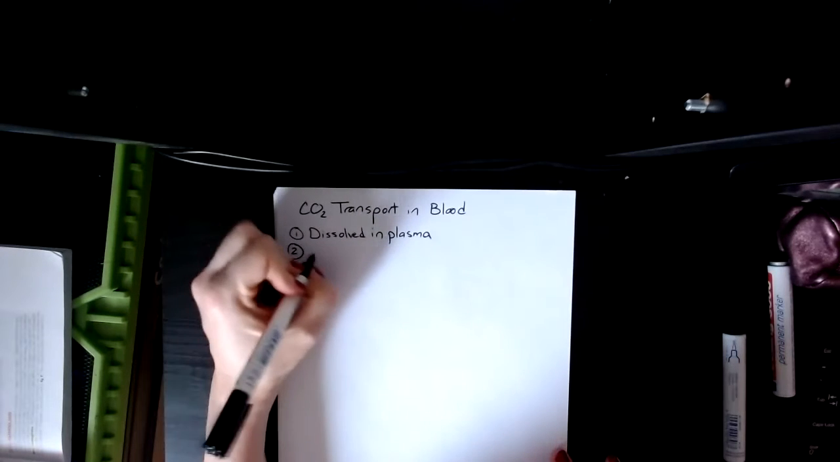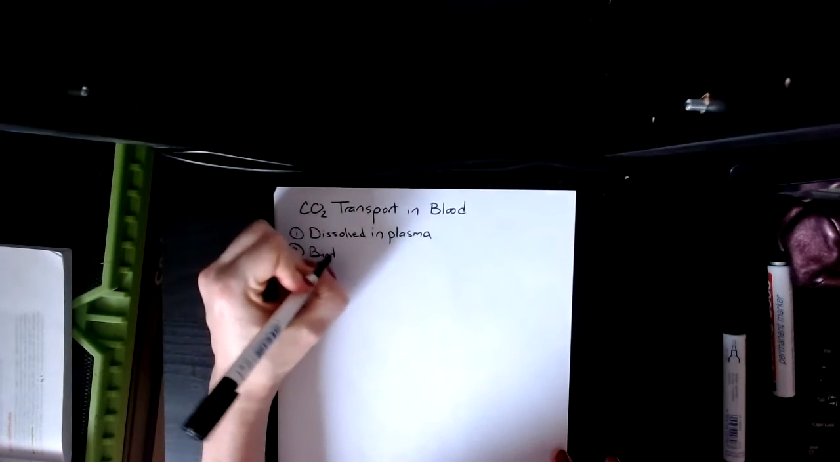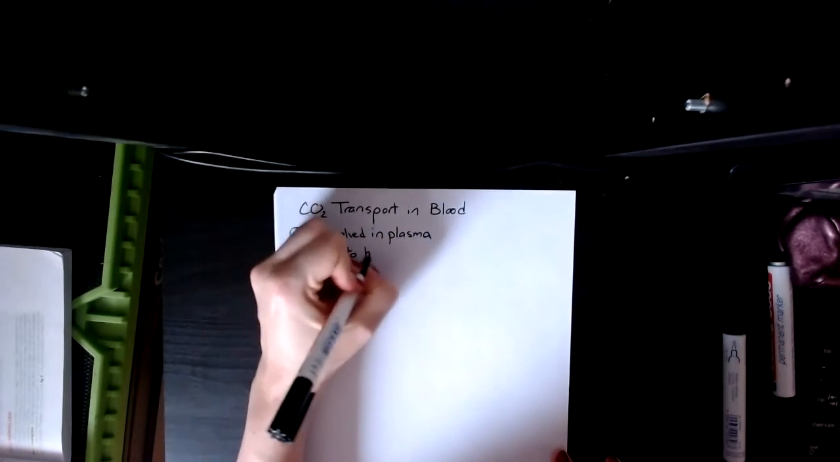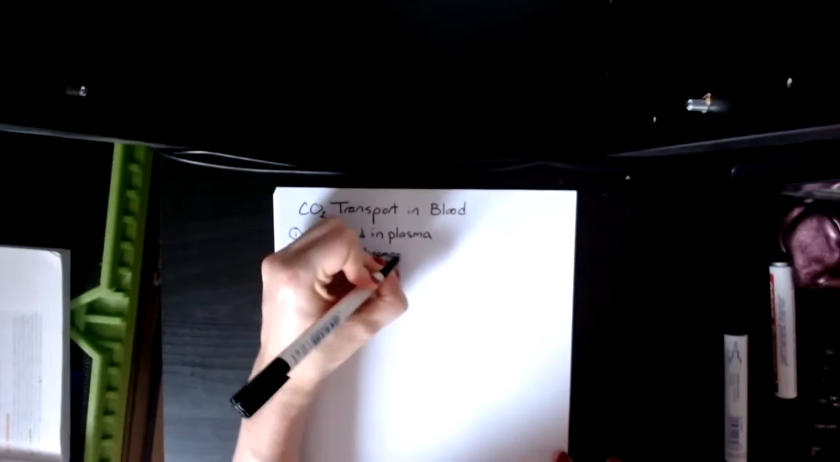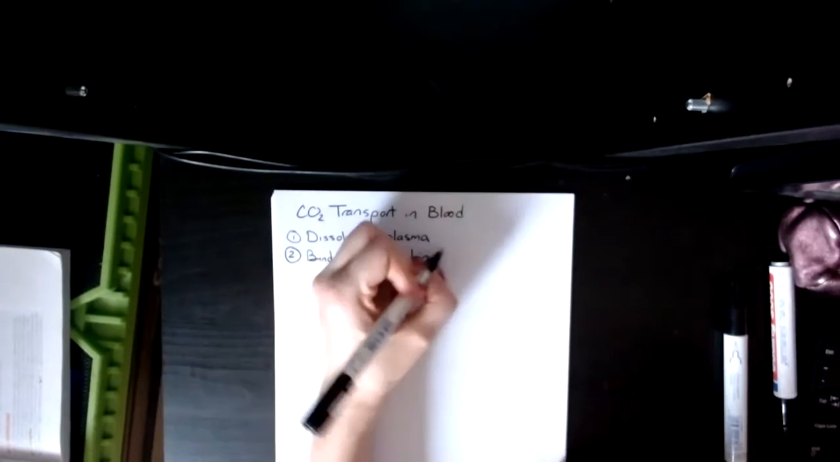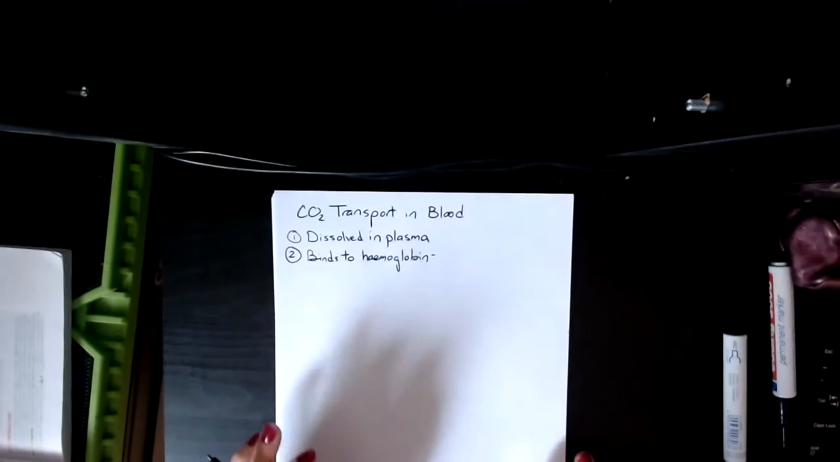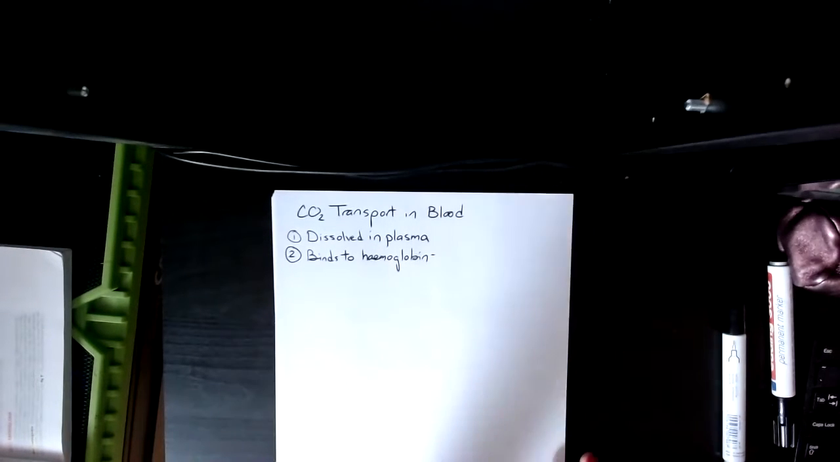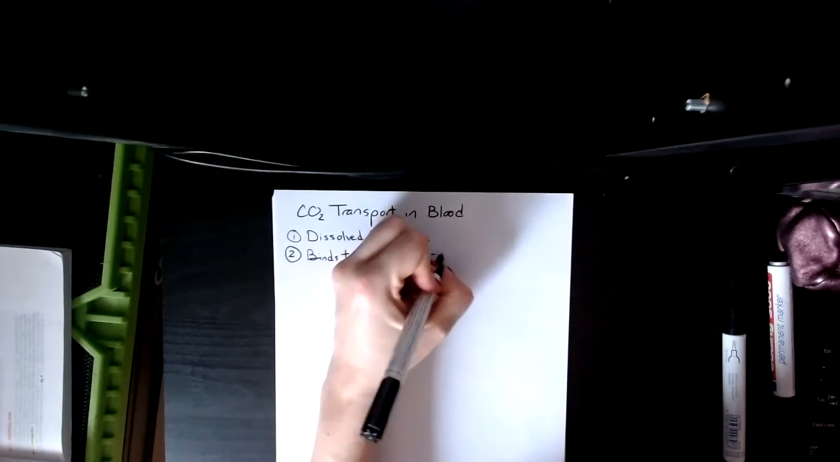So it binds to hemoglobin. This is once the hemoglobin has dropped off its oxygen, then it is capable of binding to carbon dioxide, and that is called carbaminohemoglobin.